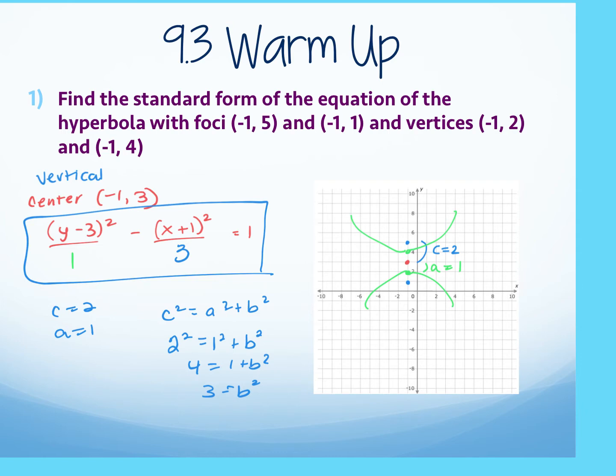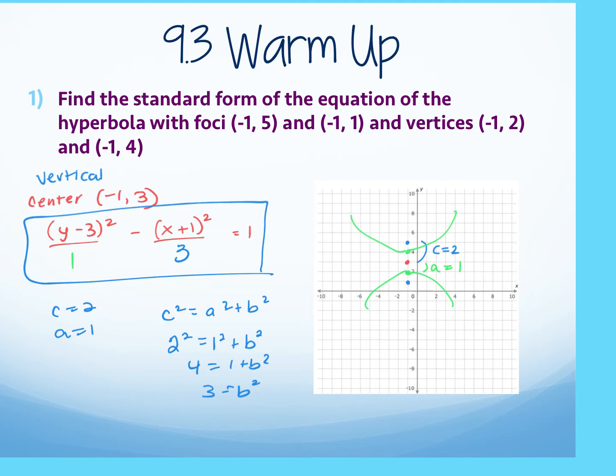Again, you don't need the over 1. If you put it, obviously, I wouldn't mark it wrong, but you don't need it. It could be (y - 3)² - (x + 1)²/3 = 1. That would be the standard form of this hyperbola. Questions on that?